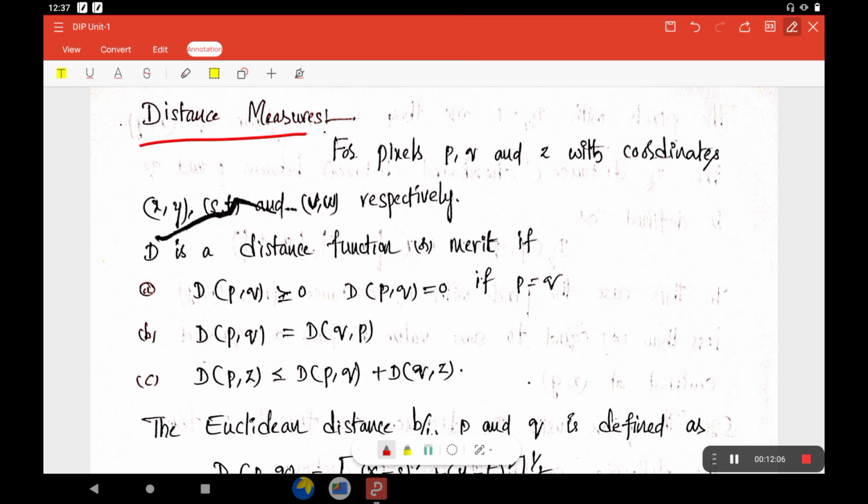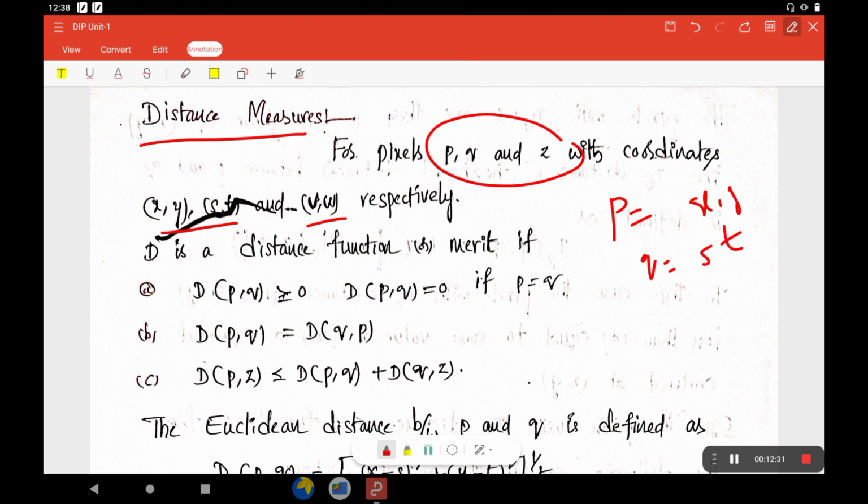Distance measure for pixels P and Q. In this point also we will take 3 pixels for the example, that is P, Q and Z, with coordinates X comma Y, S comma T, V comma W respectively. That means P has coordinates X comma Y, Q has coordinates S comma T, and Z has coordinates V comma W.